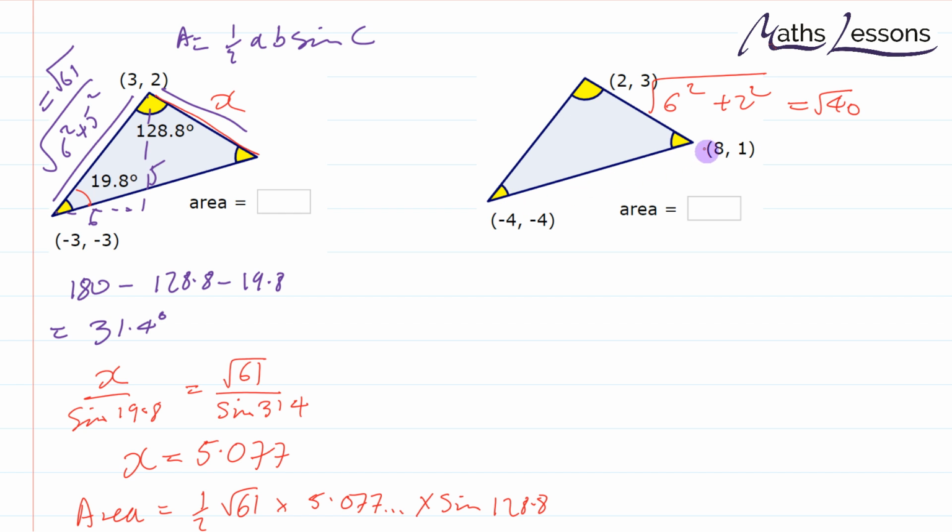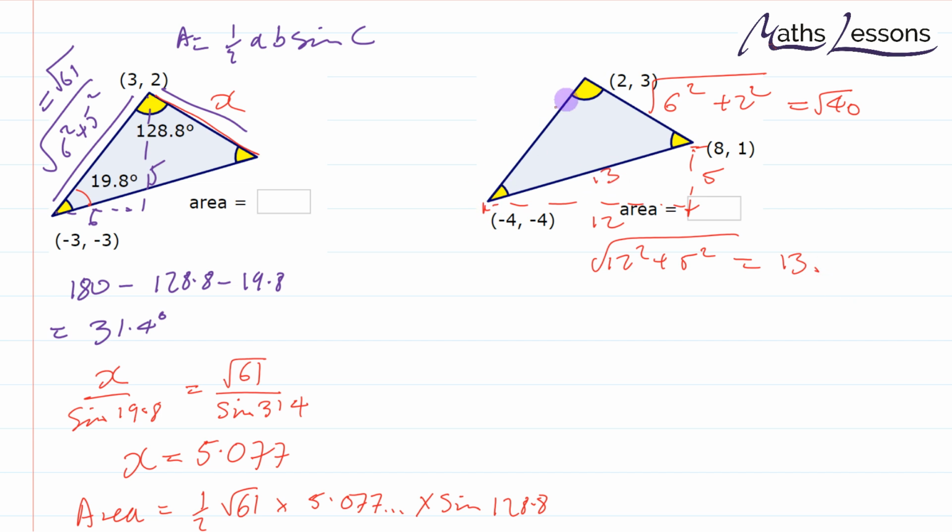Finding the length for this side, if we look at it like this, I'll draw this one in, from minus 4 here to 8 here is going to be 12, and from minus 4 here to 1 here is going to be 5. So this one's going to be 12 squared plus 5 squared, square rooted, and that's 144 plus 25, which comes out to be 169. So the square root of 169 is just 13. Okay, so that side's 13.